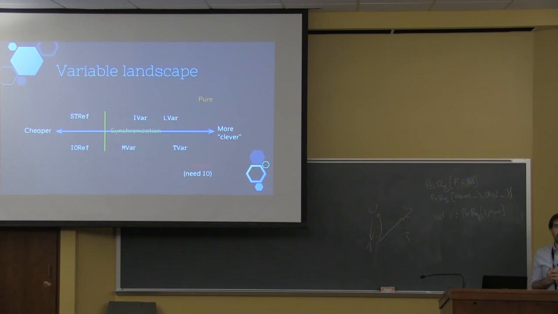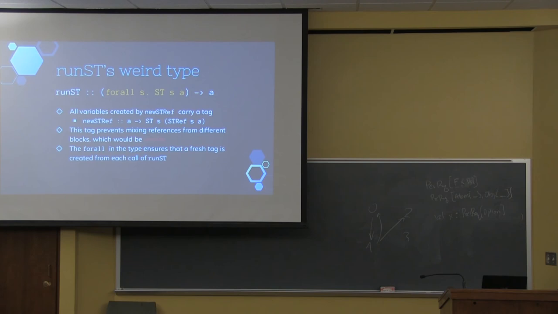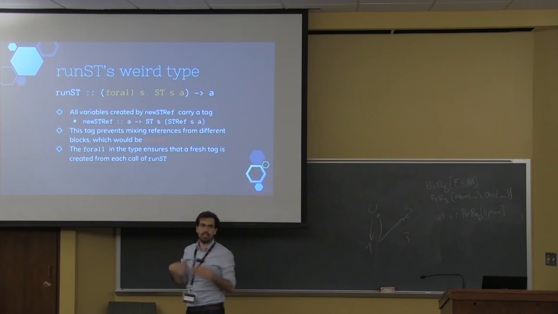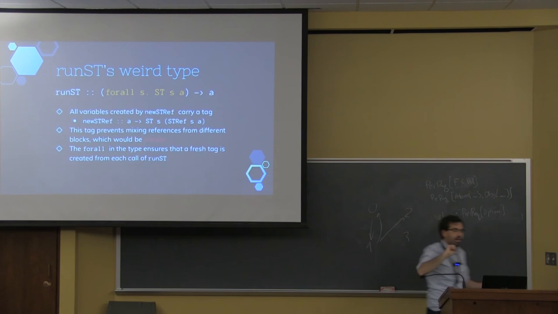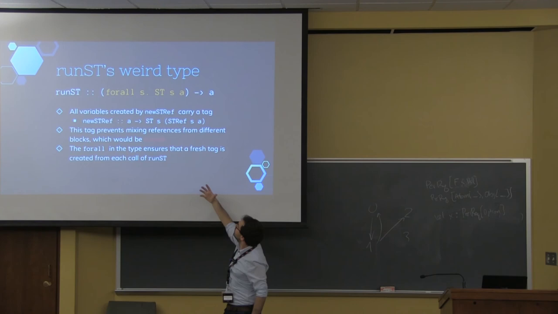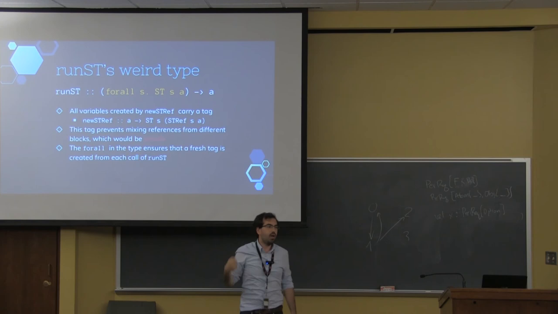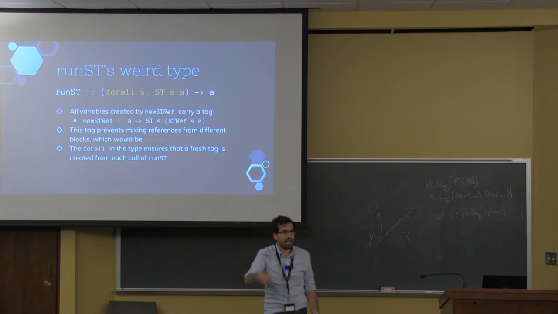So since we have some minutes, I can try to explain how runST's type actually enforces that the variables do not escape. If you look carefully at the type of newSTRef, which creates a variable, all STRefs handle a tag, this S. So why do you need this S? It looks like a state, but it's not. It identifies at the type level in which block this variable has been created. So the forall, in this case this forall s, prevents mixing references, because essentially this forall is telling the compiler that runST is going to be able to choose the tag. So it can choose a new one every time, preventing this mixing.